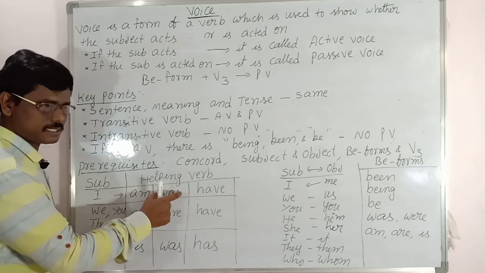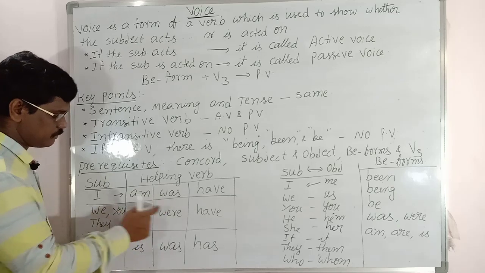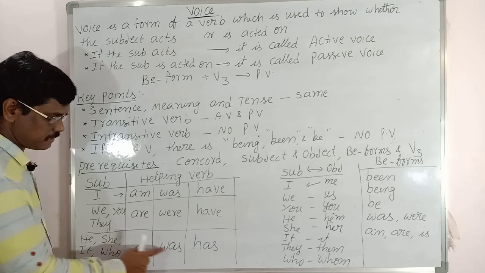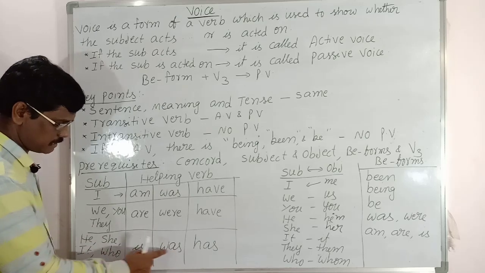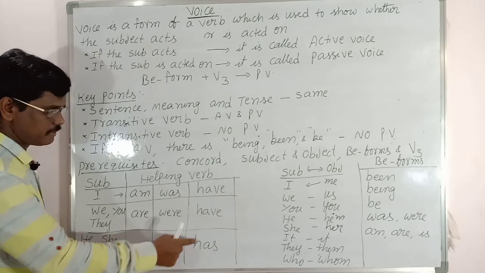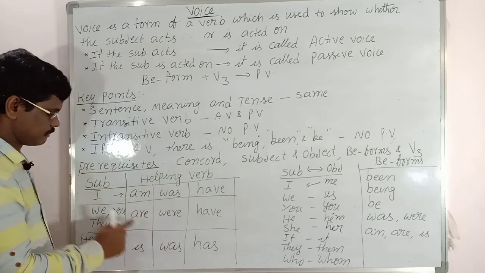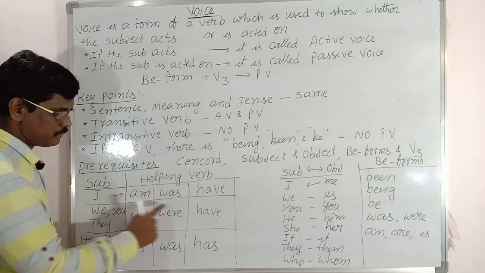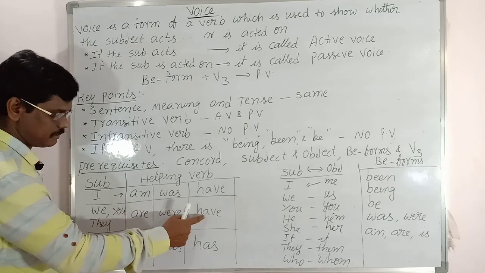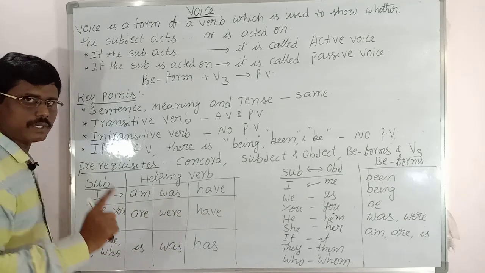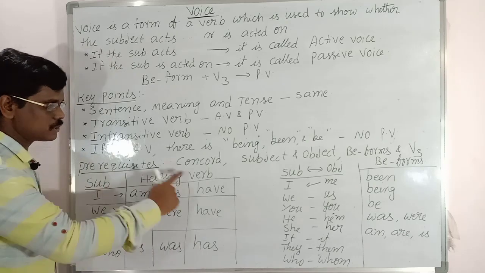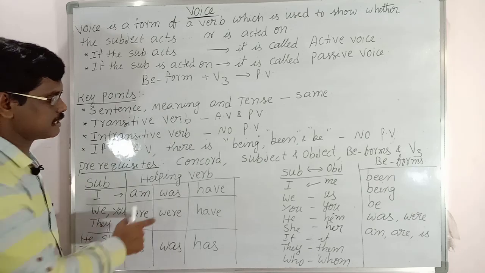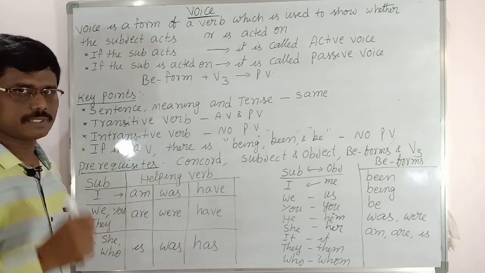I was. We were, you were, they were. He was. She was. It was. Who was. For example, have, has combination. I have. We have. You have. They have. He, she, it, who, or one person has. First you should keep this table in your mind. This is concord.